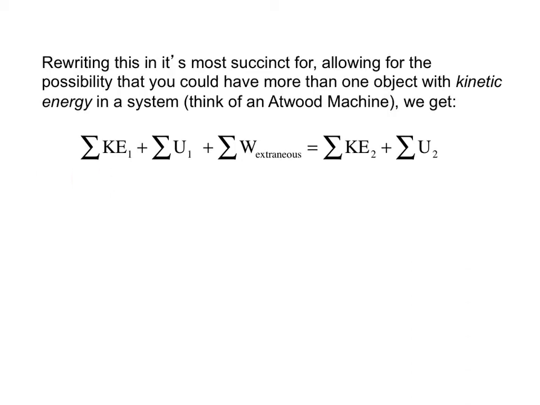Writing that all out with summations yields this. And this is what is called the modified conservation of energy relationship. This is the bottom line of this video. This is the relationship that you're going to be using to problem solve.